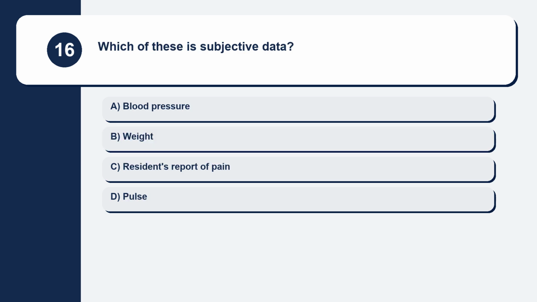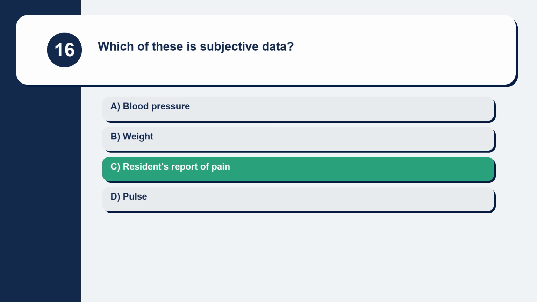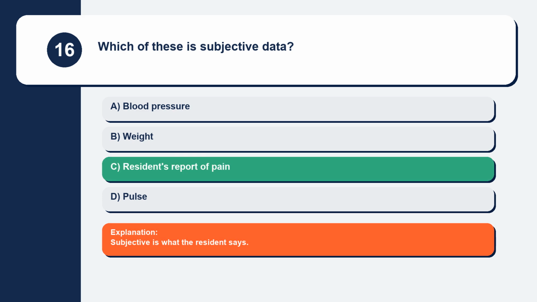Question 16. Which of these is subjective data? Blood pressure, weight, resident's report of pain, pulse. Subjective is what the resident says.